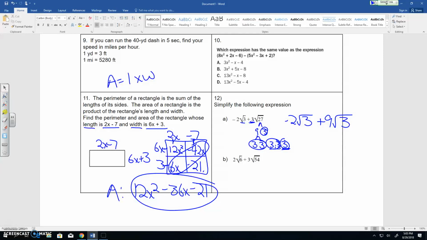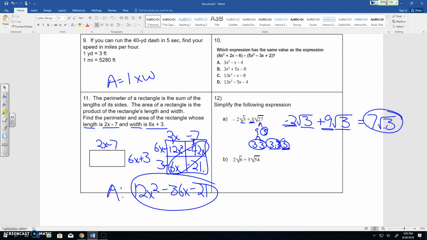And then we can finish the problem by adding those together since they're both like radicals. Both of these radicals are the same. So negative 2 plus 9, we just add those two things together, or you can subtract it, 9 minus 2. But when you add those two together or subtract them, you're going to get 7 on the square root of 3. And that'll be a final answer.